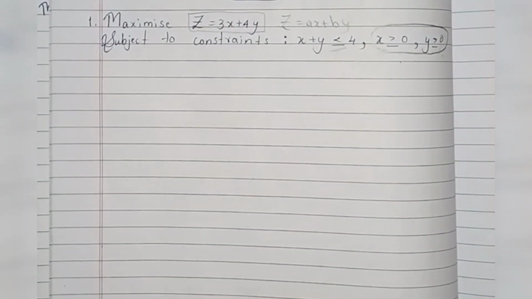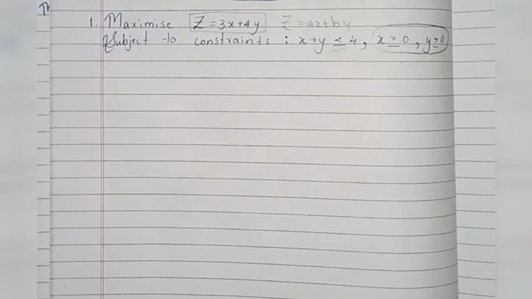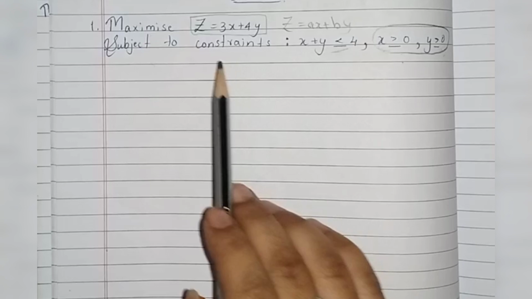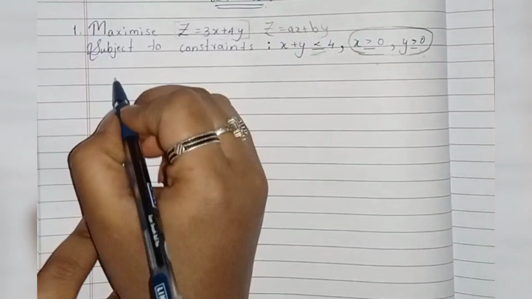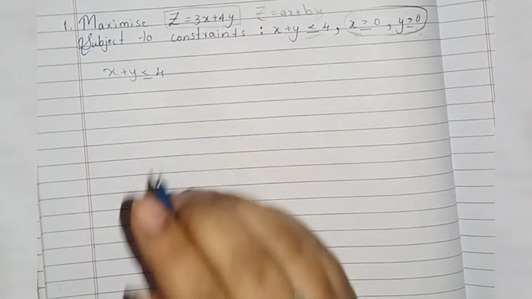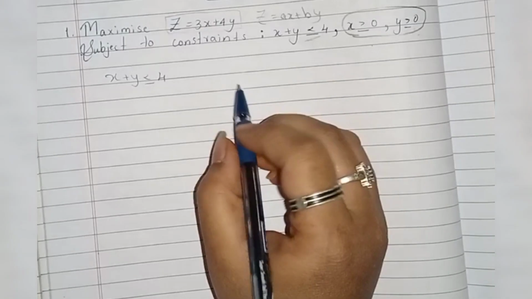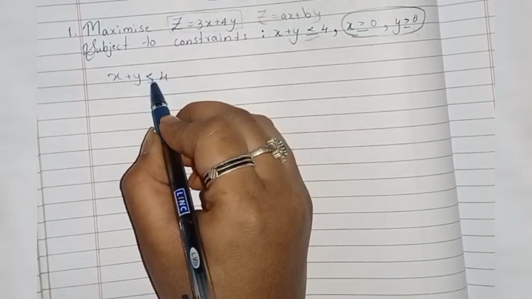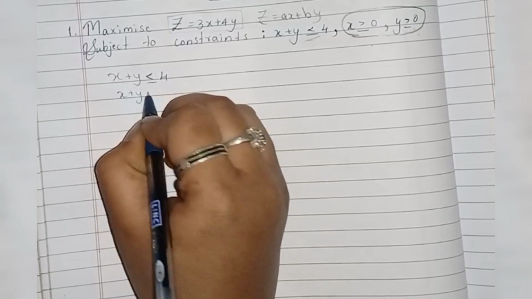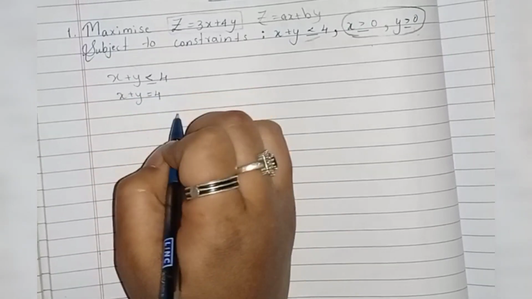Okay, so let's get into the problem. The first step is to maximize the objective function subject to the constraint they have given. Here only one constraint is given: x plus y less than or equal to 4. This is in the form of an inequality, so change it to an equation, meaning the inequality sign just changes to equal to. So x plus y is equal to 4.